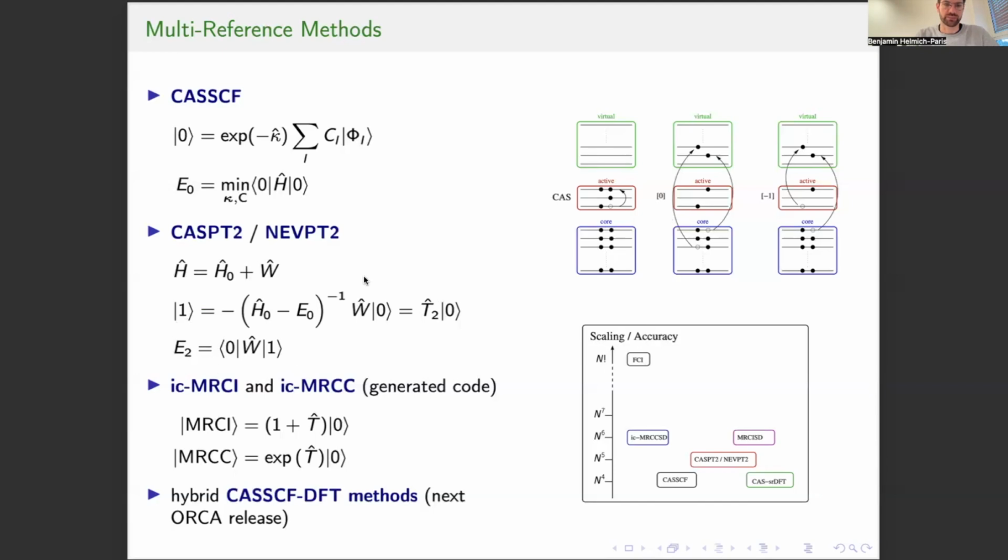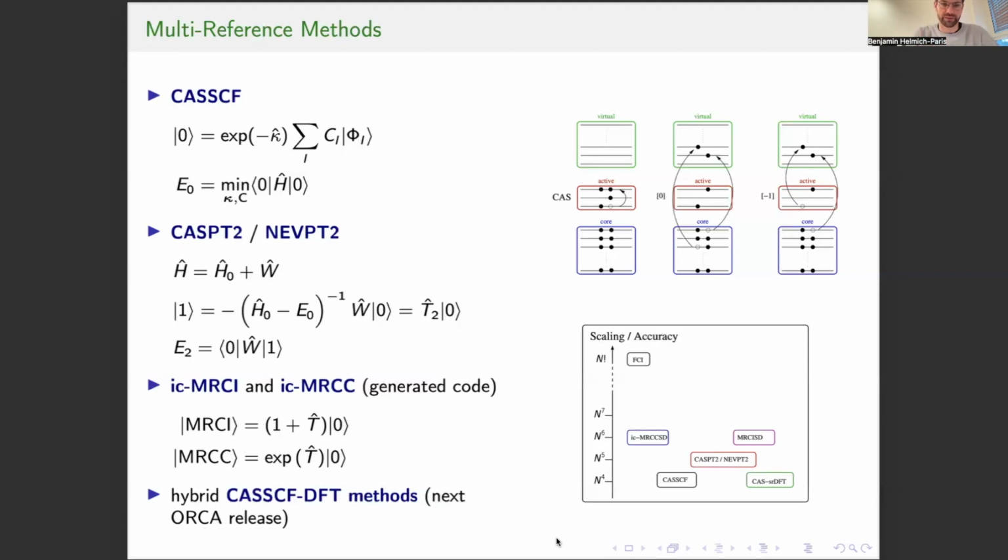There are also different types of multi-reference perturbation theory methods, which are defined by their zeroth order Hamiltonian. The most prominent methods are CASPT2 and NEVPT2, which are both available in ORCA. There are also more accurate methods like multi-reference CI and multi-reference coupled cluster. While in multi-reference CI we still do a linear expansion, including this excitation operator, in multi-reference coupled cluster we have an exponential parameterization where T is included. There are also methods that combine CASSCF with DFT to have a low-cost multi-reference method. Those will be available in the next ORCA release.